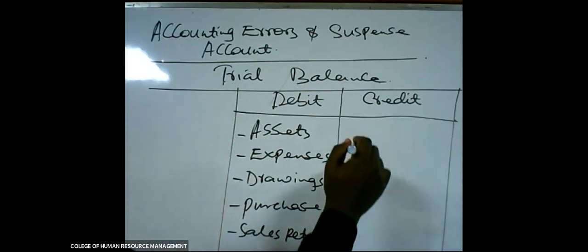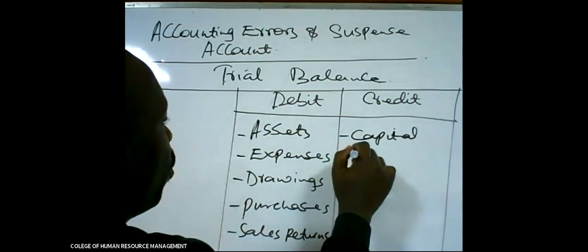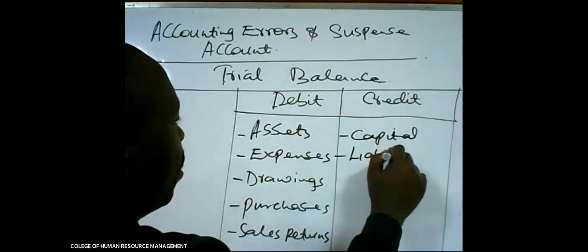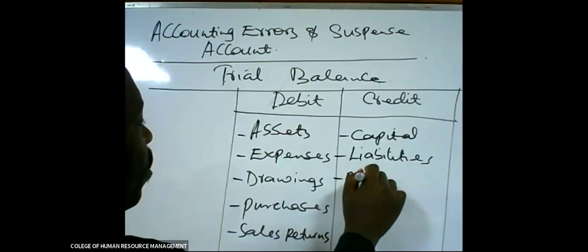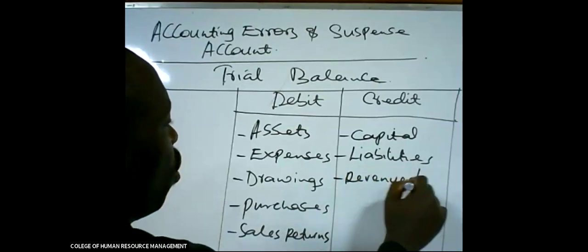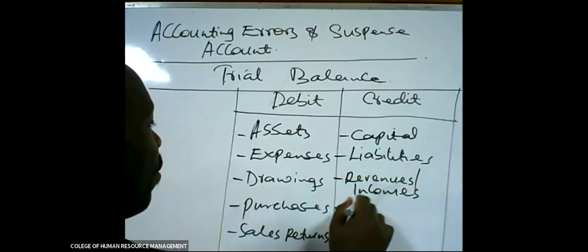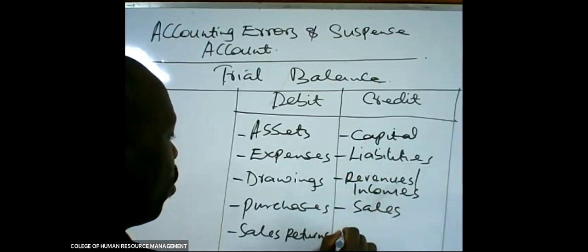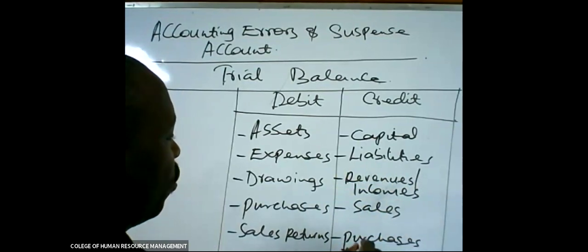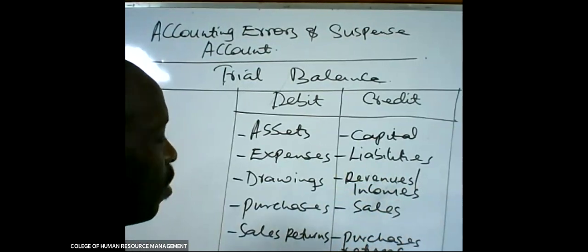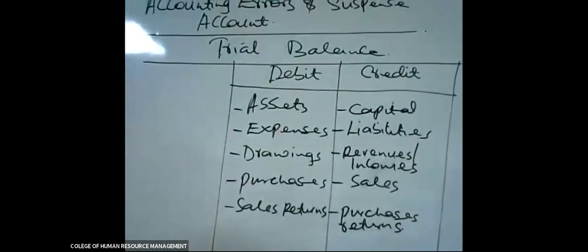Then on the credit side, we normally have the capital, we normally have the liabilities, we normally have the revenues or incomes, we also have the sales, we normally have also the purchases returns. They would have credit balances.